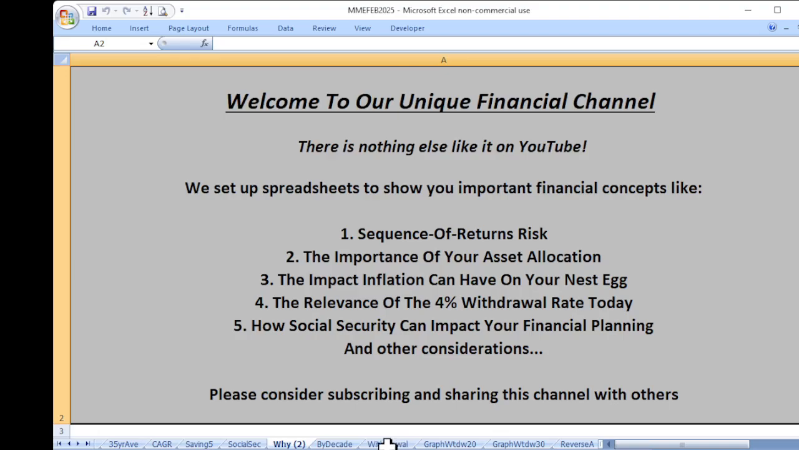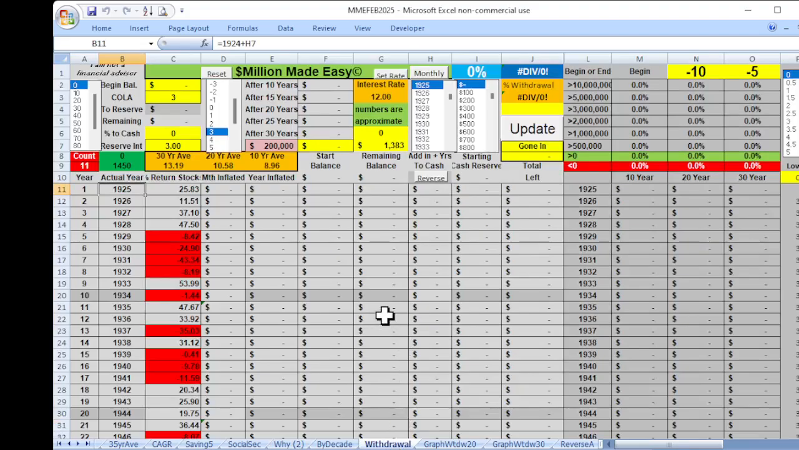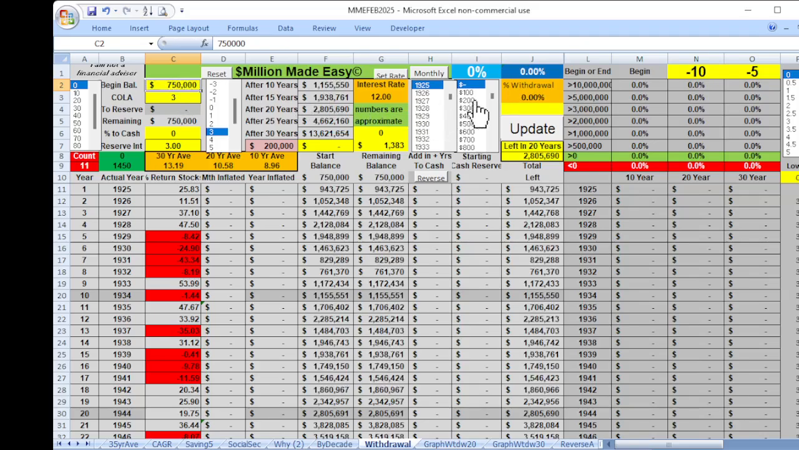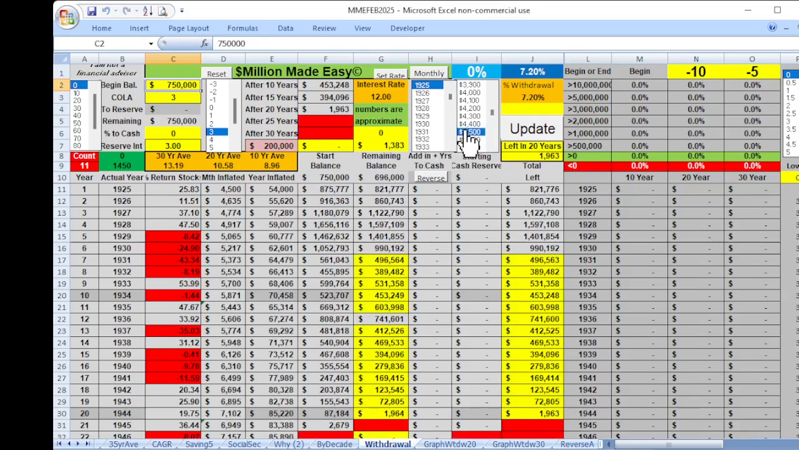I think when you see these numbers and what these spreadsheets can do for you, you will simply be amazed. Let's go ahead and look at the numbers here. Let's say, for example, somebody has 750,000 saved up. That's the beginning balance. Let's say they figure they need 4,500 a month for living expenses. That would be $54,000 a year. Now, I want to give them a 3% COLA, so that's 4,500, and the next year 3% more, and so on, going down through here.